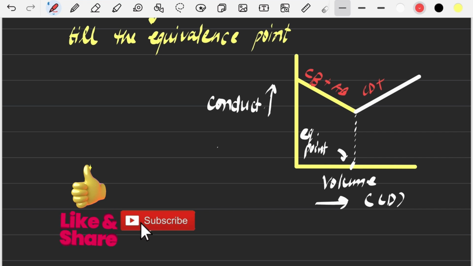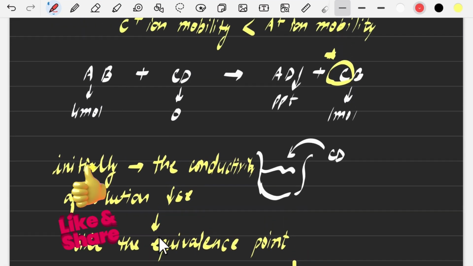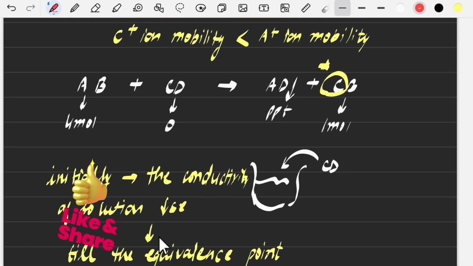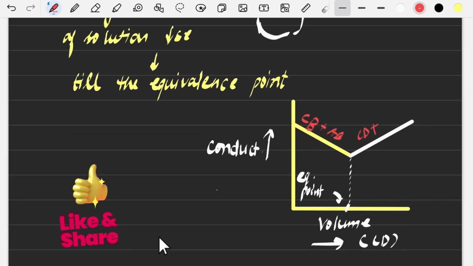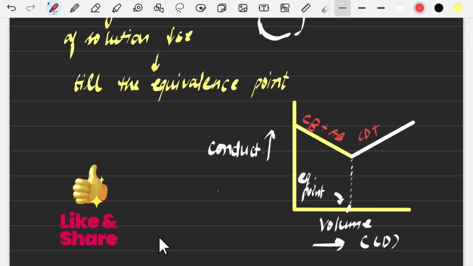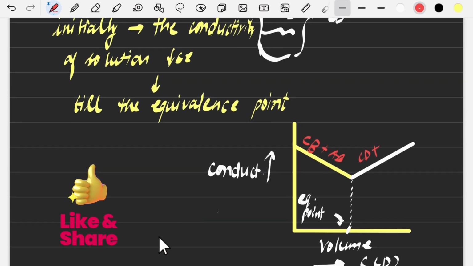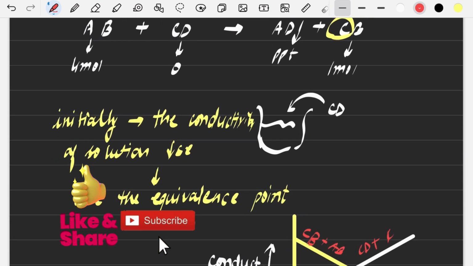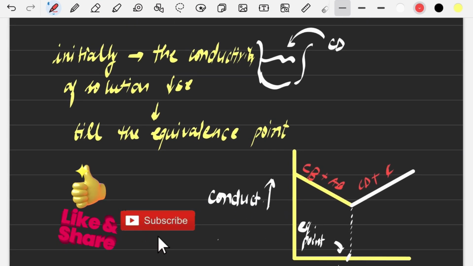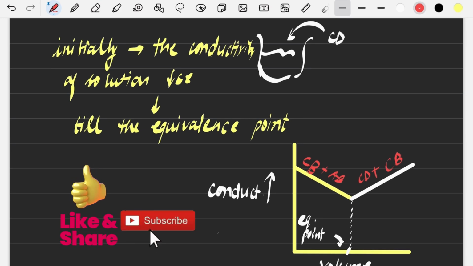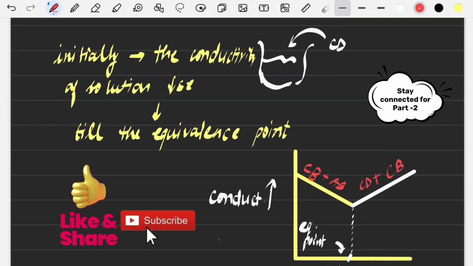Yes, CB plus AB will be in the initial case, but after the complete consumption of the AB, we will be having the graphical representation for CD and CB. Okay, CD and CB. So this will be the graphical representation for this equivalence.